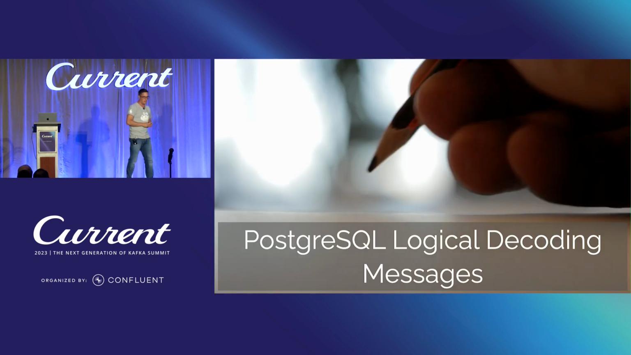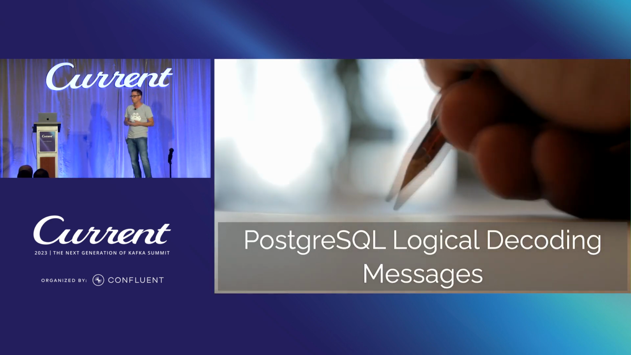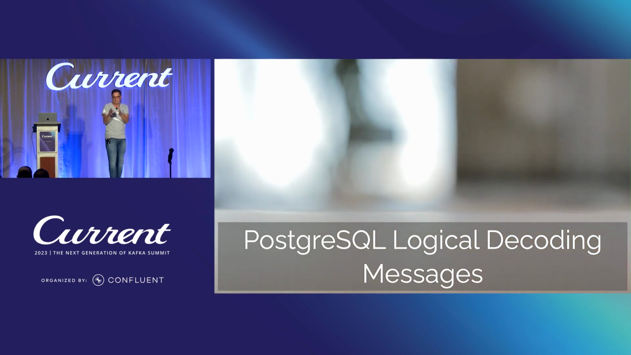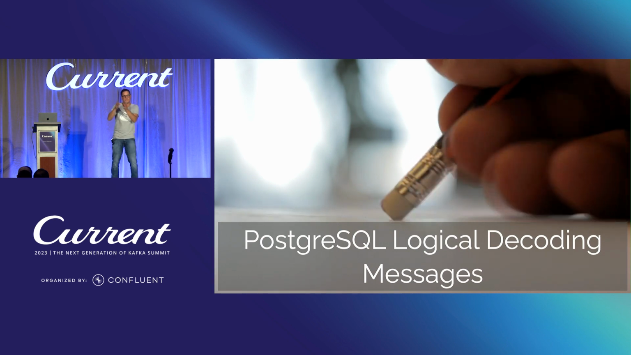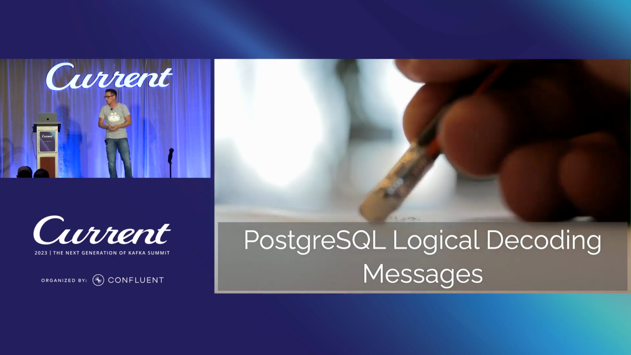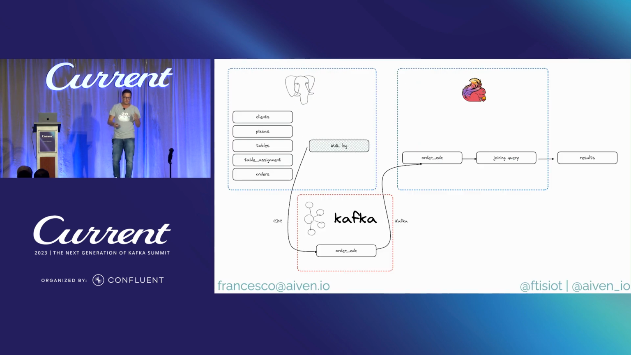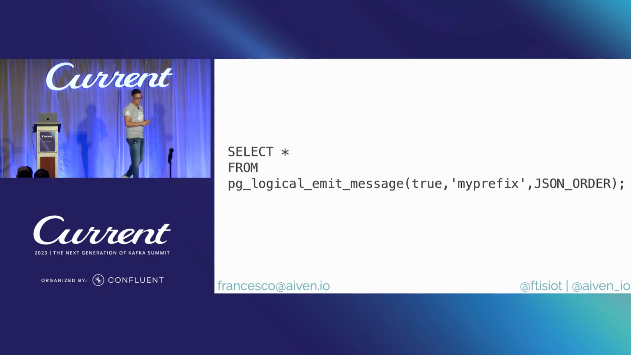Well, if you are with Postgres, you can use a feature called Postgres logical decoding that allows you to write, instead of to a table, to the database log. So what you can do then is write to the database log, and then use Kafka, the Debezium connector, and Flink to read these messages from the log and emit the results.